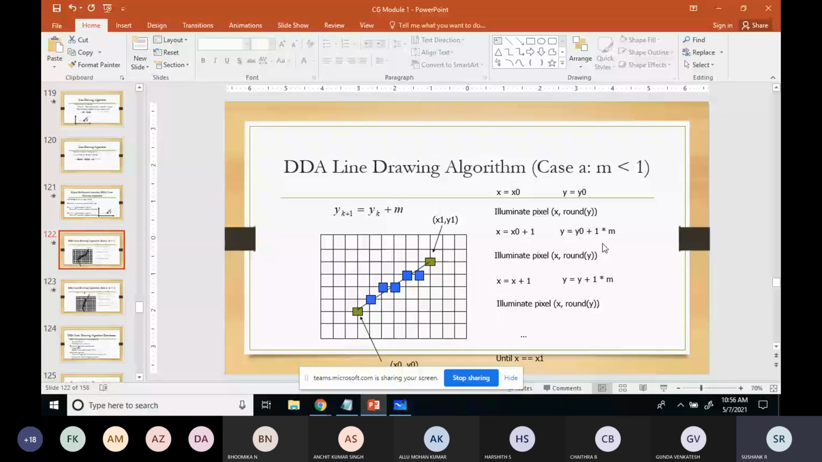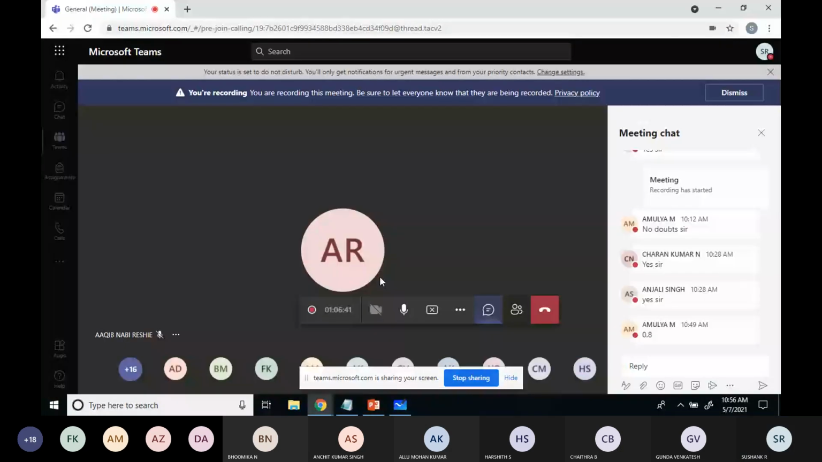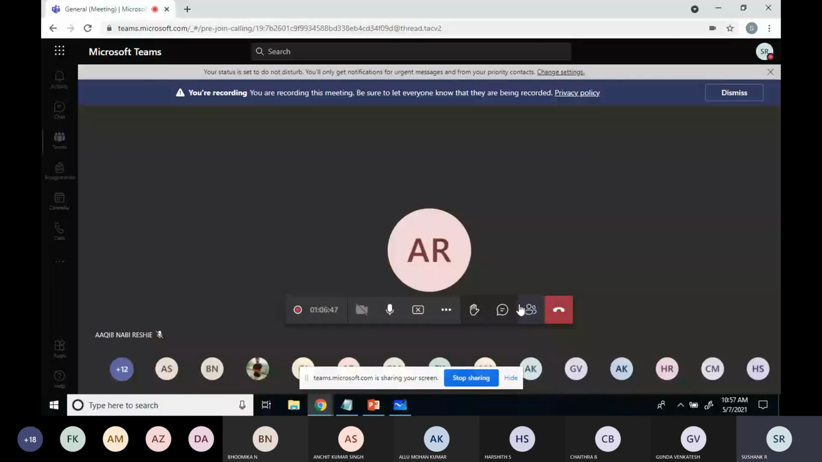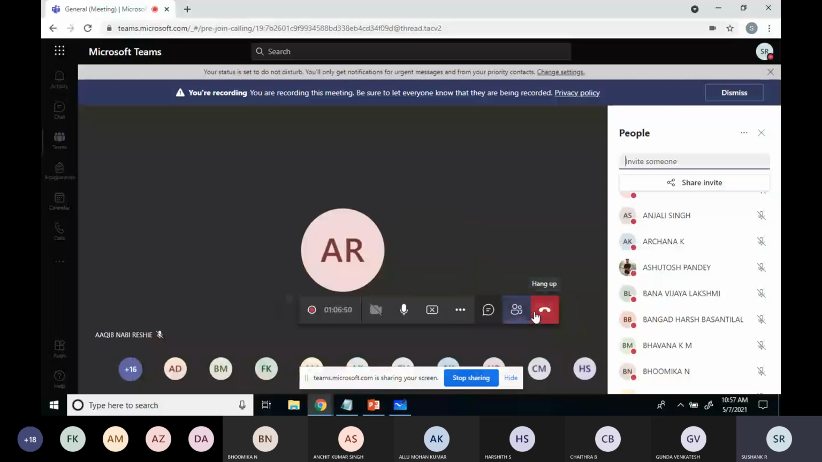Is this part clear? Are there any doubts in DDA? One thing is you should know how to calculate the slope. Once the calculation of the slope is done, you should know how to move. Like for greater than 1, which axis? For less than 1, which axis? And if it is equal to 1, which axis? If you are clear with that, we can solve the problems.